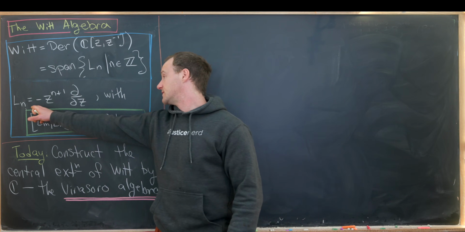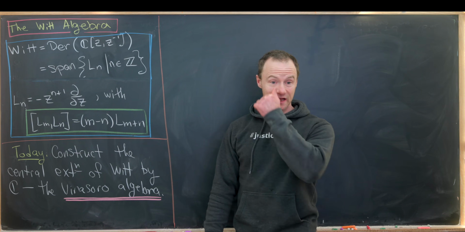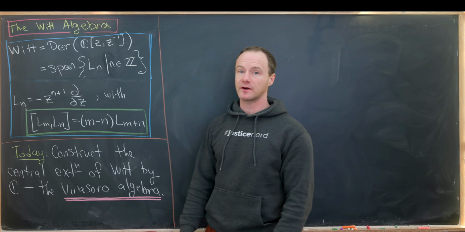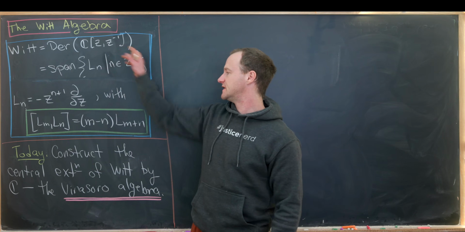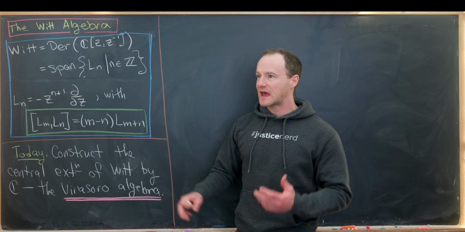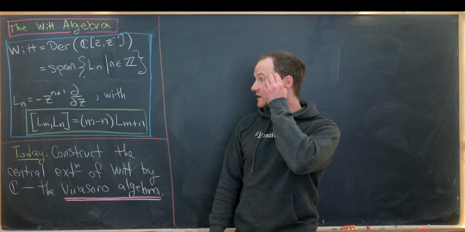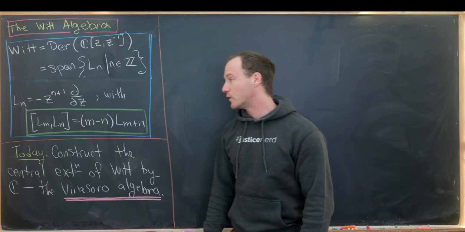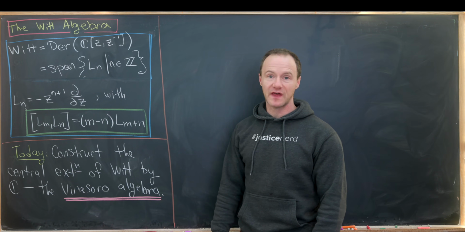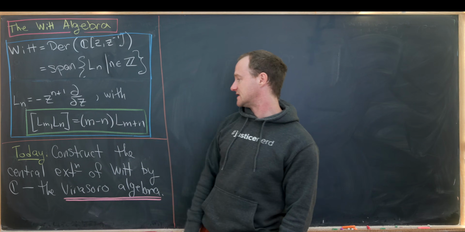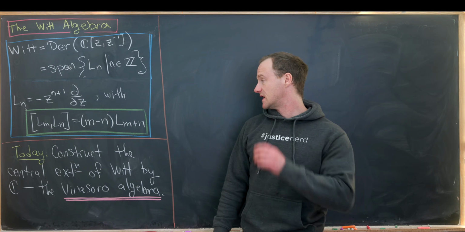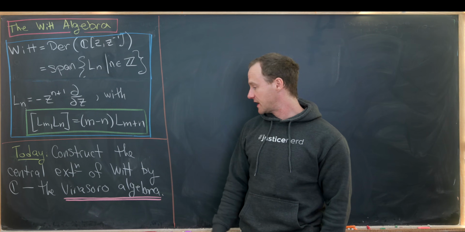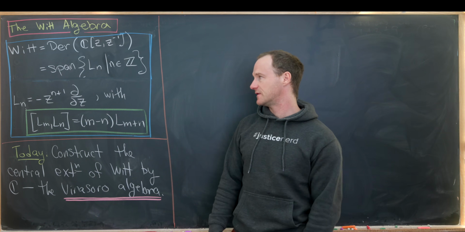And in fact, L sub n took the form minus z to the n plus 1 times d by dz. So that's a differential operator or a derivation. So that puts it in this space right here. Furthermore, we calculated the commutation relations of these operators as follows. So the commutator of Lm with Ln, or the bracket of Lm with Ln, is m minus n times L sub m plus n. Like I said, we're going to construct a central extension of the Witt algebra here, known as the Virasoro algebra. So I'm pretty excited for this video.